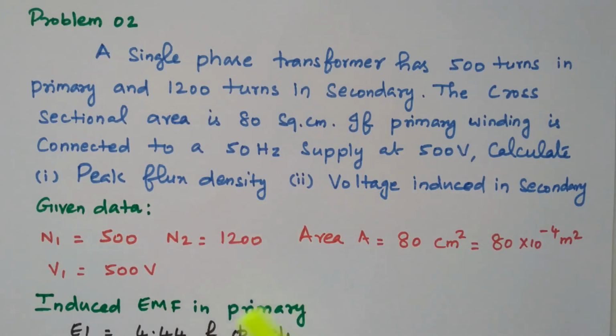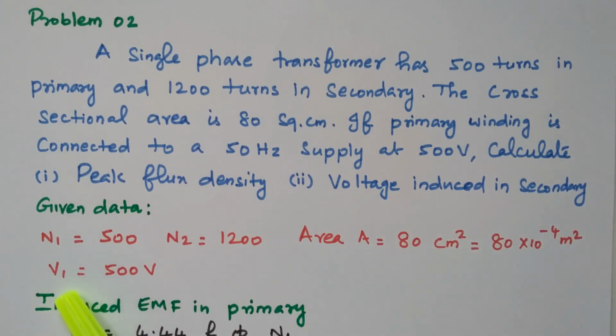From this formula the given data are N1 is given, number of turns is 500 in the primary winding. Similarly number of turns in the secondary winding, N2, is also given, 1200. The area is also given, A equal to 80 centimeter square. While converting into meter square, it is 80 into 10 to the power minus 4 meter square. Centimeter means we need to multiply with 10 to the power minus 2. Here centimeter square is there, so it is multiplied by 10 to the power minus 4.